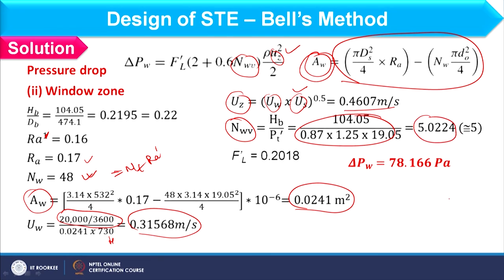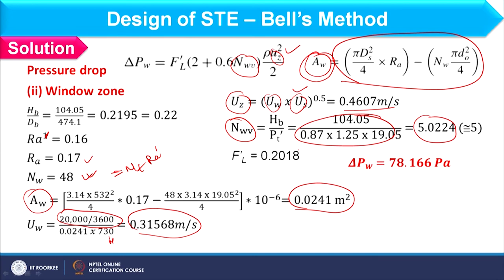So, considering all these values, we can find out NWV as 5.0224. And here you should keep in mind that NWV should be rounded off, because NWV is the vertical tube rows which will never be in a decimal. If you consider NCV, that was also the vertical tube rows that we have rounded up. So, NWV should be rounded off, or you can do vice versa also, like NWV should be rounded up or NCV should be rounded off, because if both values you round off or round up, the number of tube rows will be different in bundle. So, here we have considered NWV as 5.